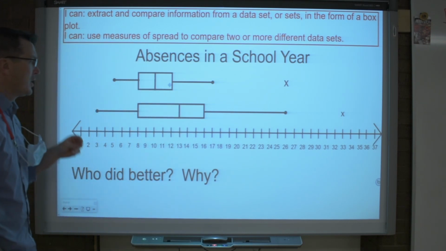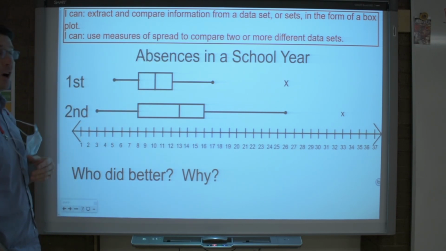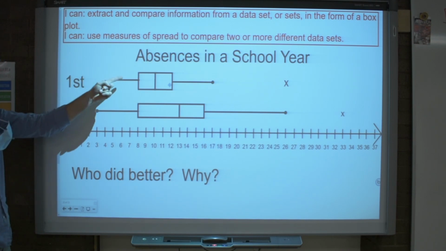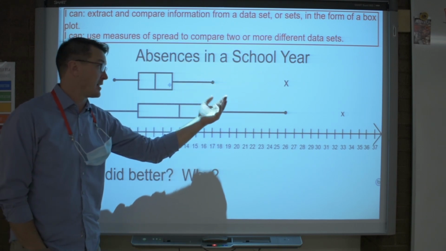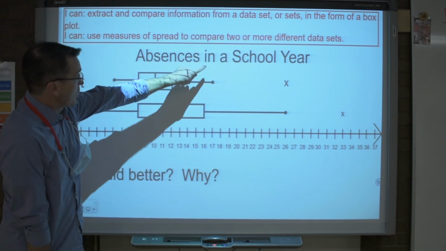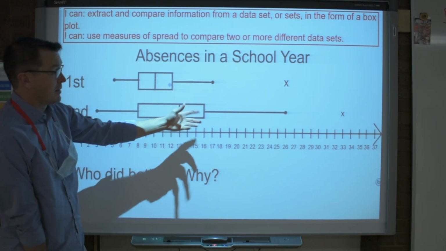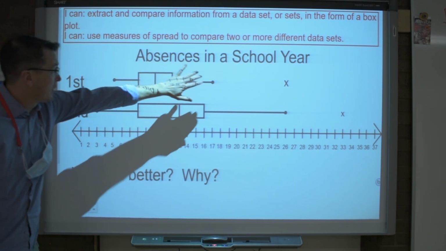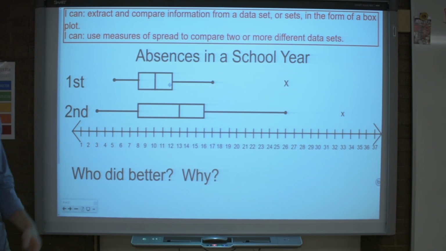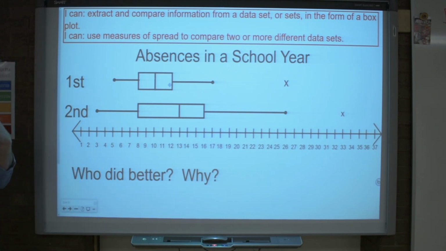And this is what we're talking about, is that you have to title your data so that you understand what you're looking at. You also need to know what you're talking about. Oh, this is the first period, this is the second period. And because now we know this is about absences, look at this. Almost 100% of my students had less absences than about 25% of second period. So you can see there's more kids with less absences. So this one did better. So again, when comparing box plots, you need to know what you're talking about.